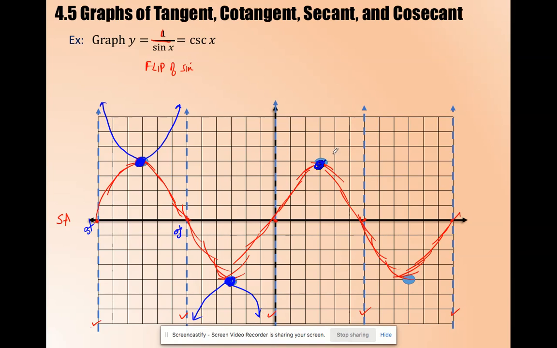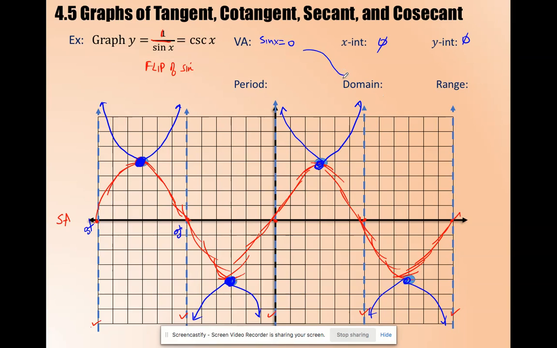So what are you responsible for labeling? You are responsible for labeling the vertical asymptotes, which are all when sine x is equal to 0. And you are responsible for labeling the maxes and mins. You have no x-intercepts. You have no y-intercepts because when you plug in 0 for x, you get 1 over 0, which is undefined.